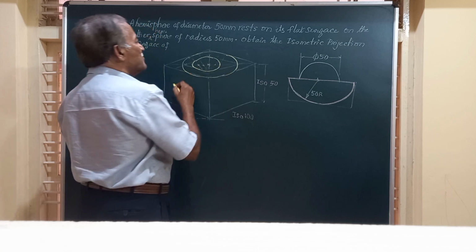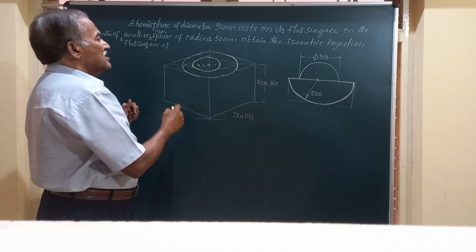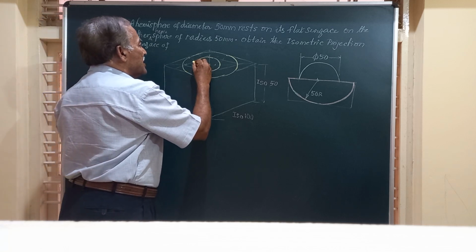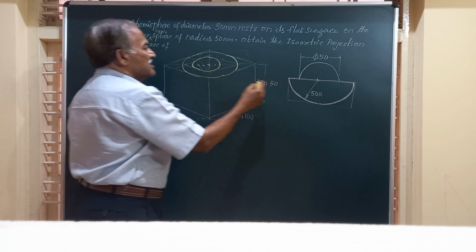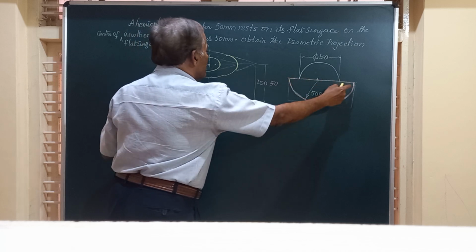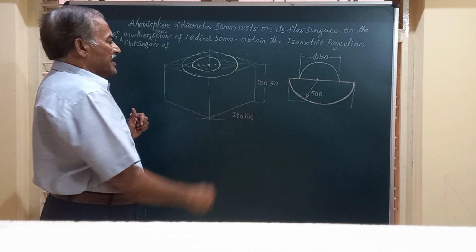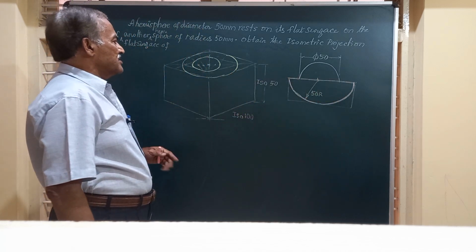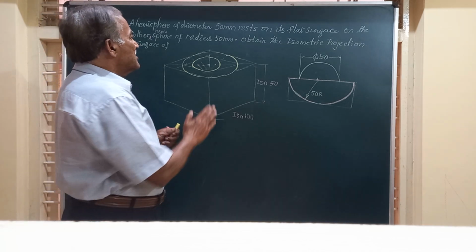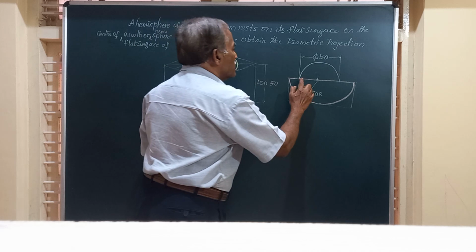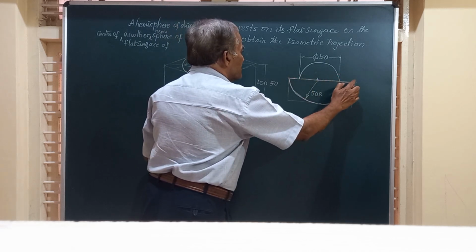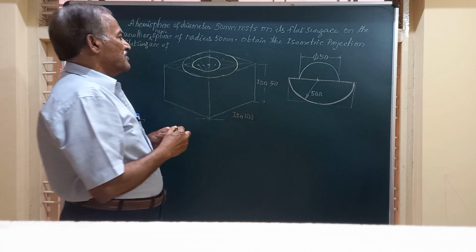Friends, here we have used these centers and obtained two ellipses, one for the smaller hemisphere, and this one for the bigger hemisphere having a diameter equal to 100. So friends, now with this we have got the isometric projection of this hemisphere, which is the larger of the two.